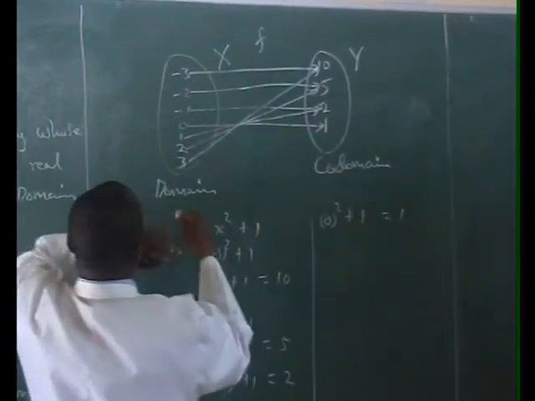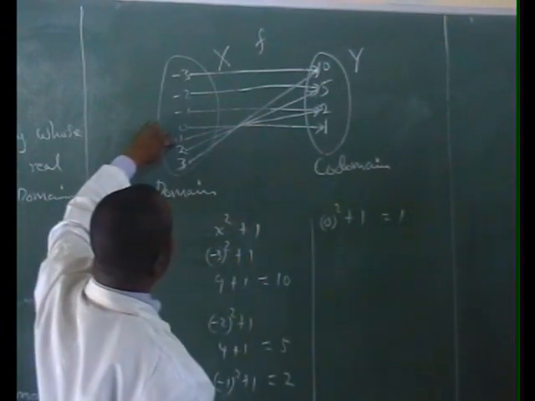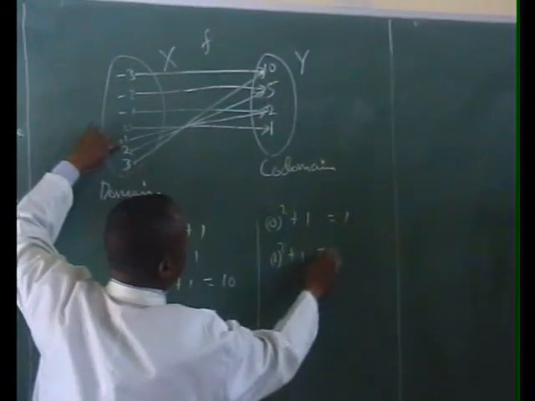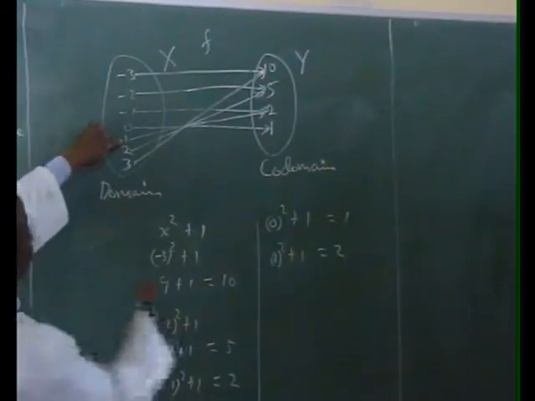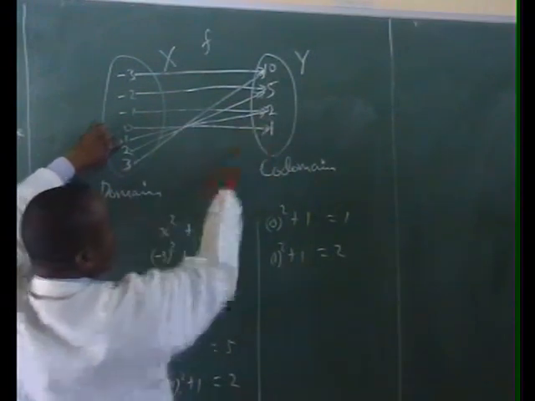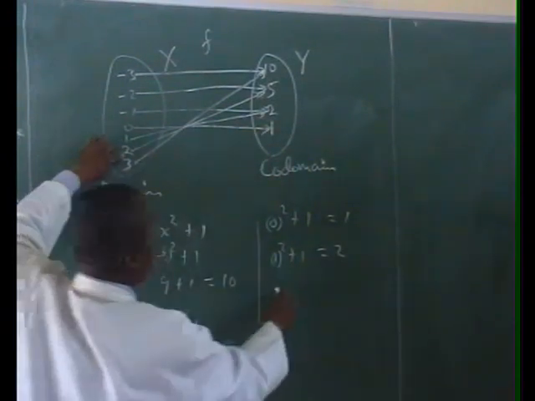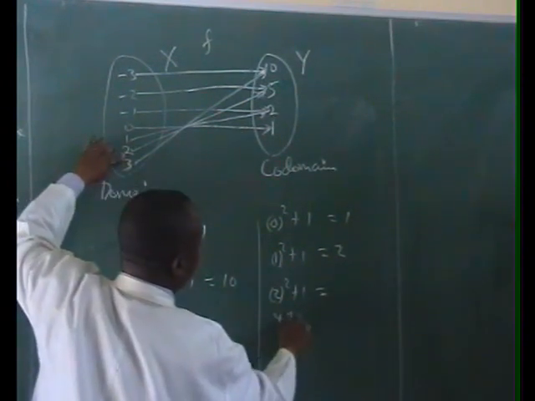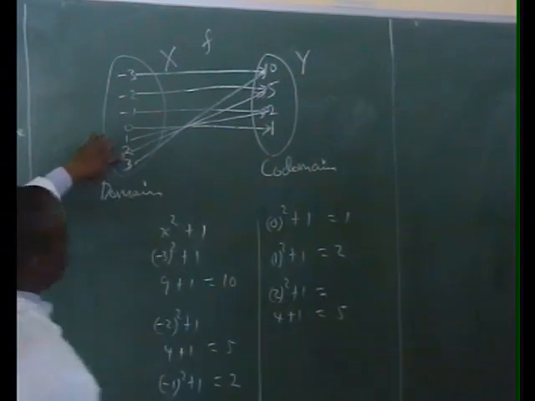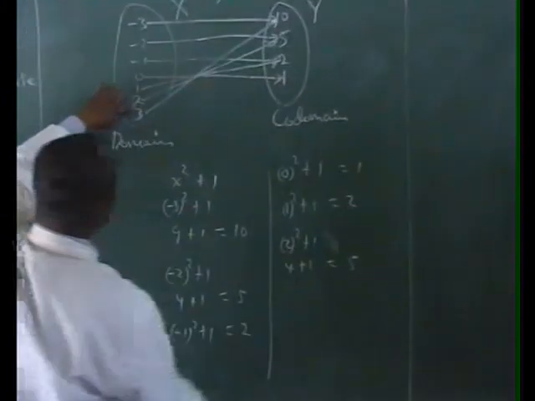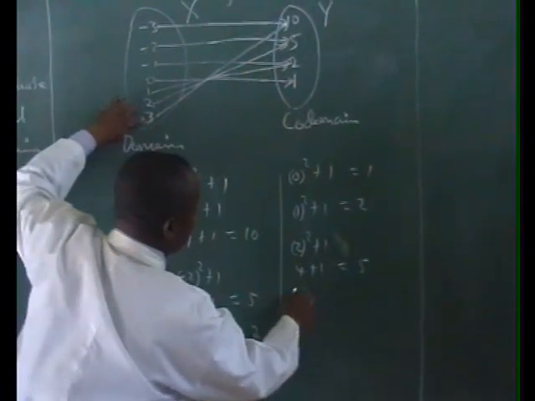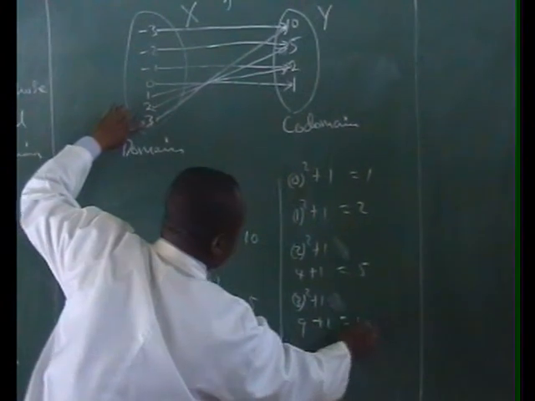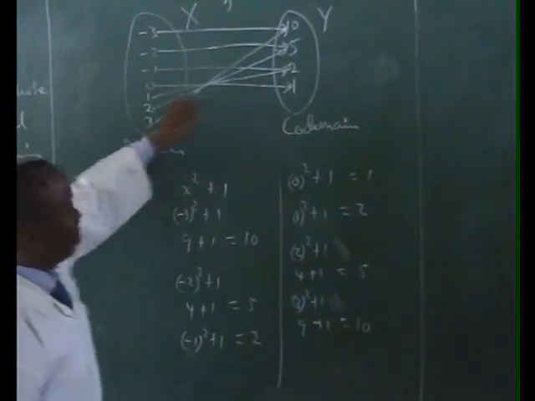Same thing happens to 1. If I put 1 squared plus 1, it will give me 2. So you can see how 1 is mapped to 2. Now if I put 2 squared plus 1, I will have 4 plus 1, which is 5. Alright, so 3, same thing happens. 3 squared plus 1 will give me 9 plus 1, which is 10. So 3 is mapped to 10.